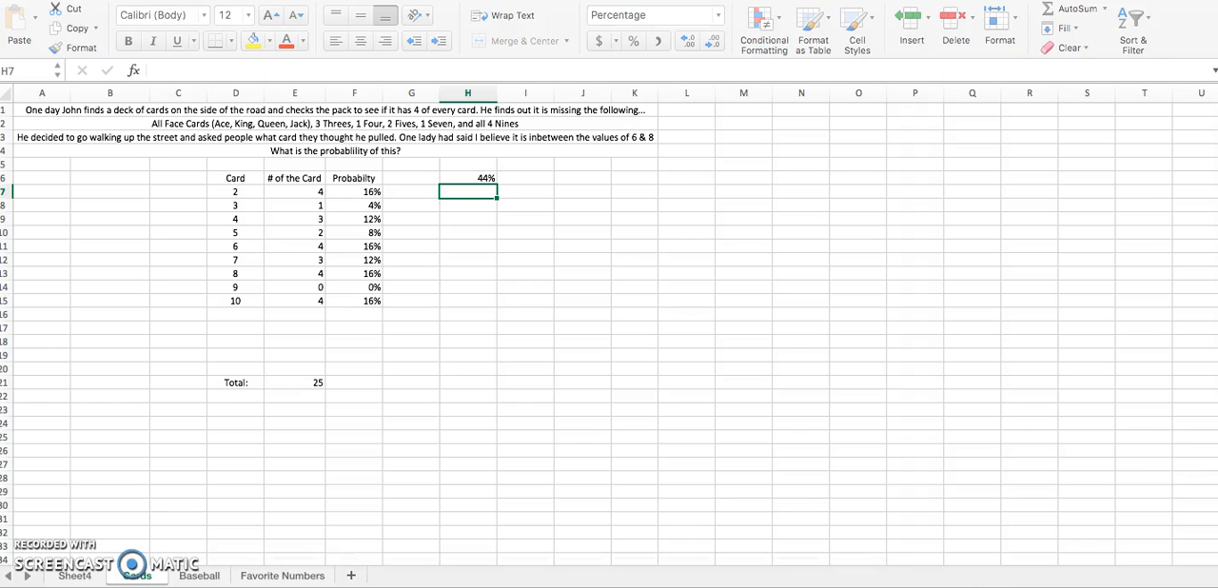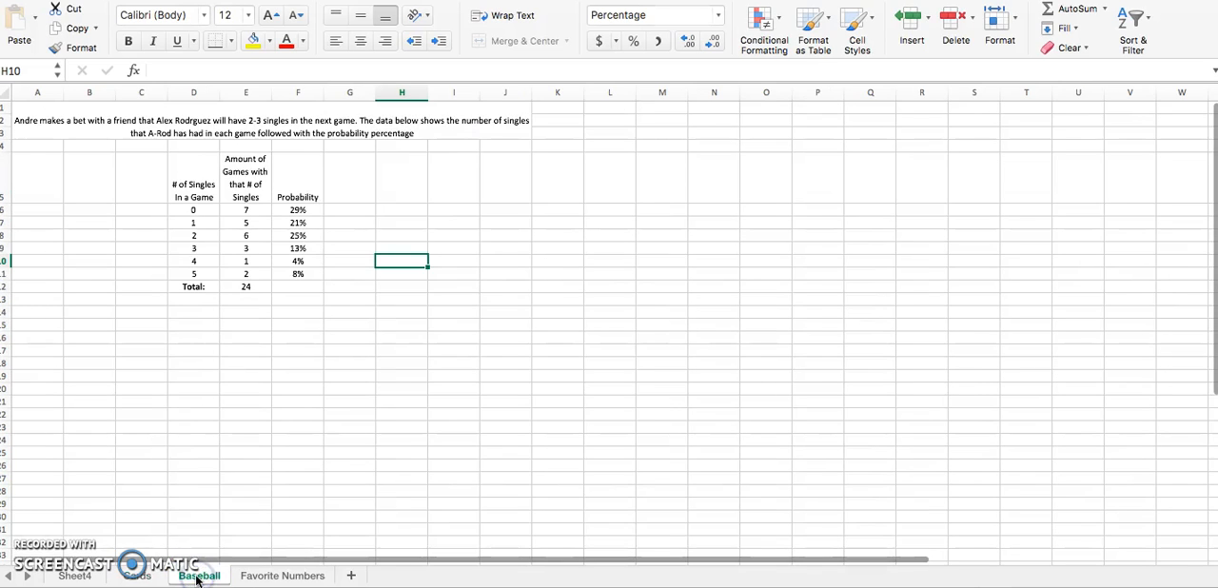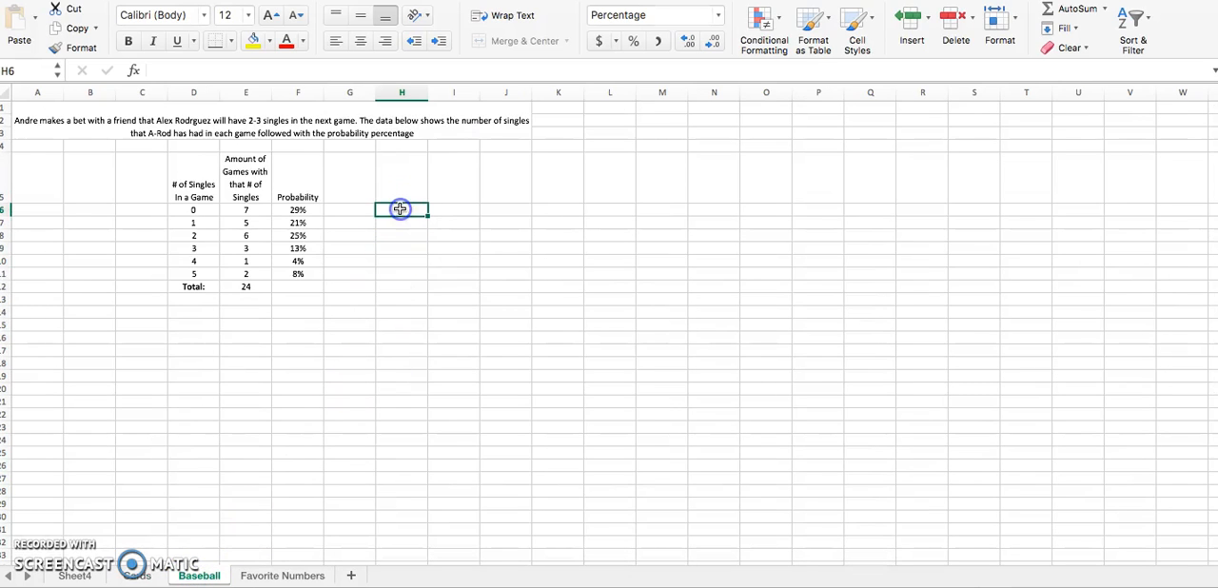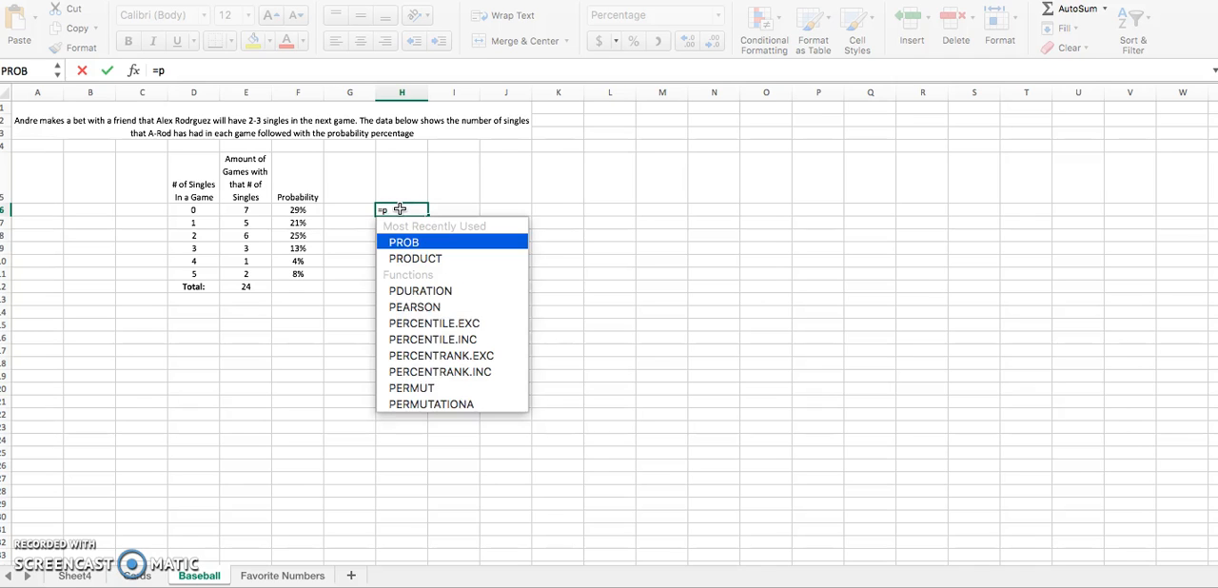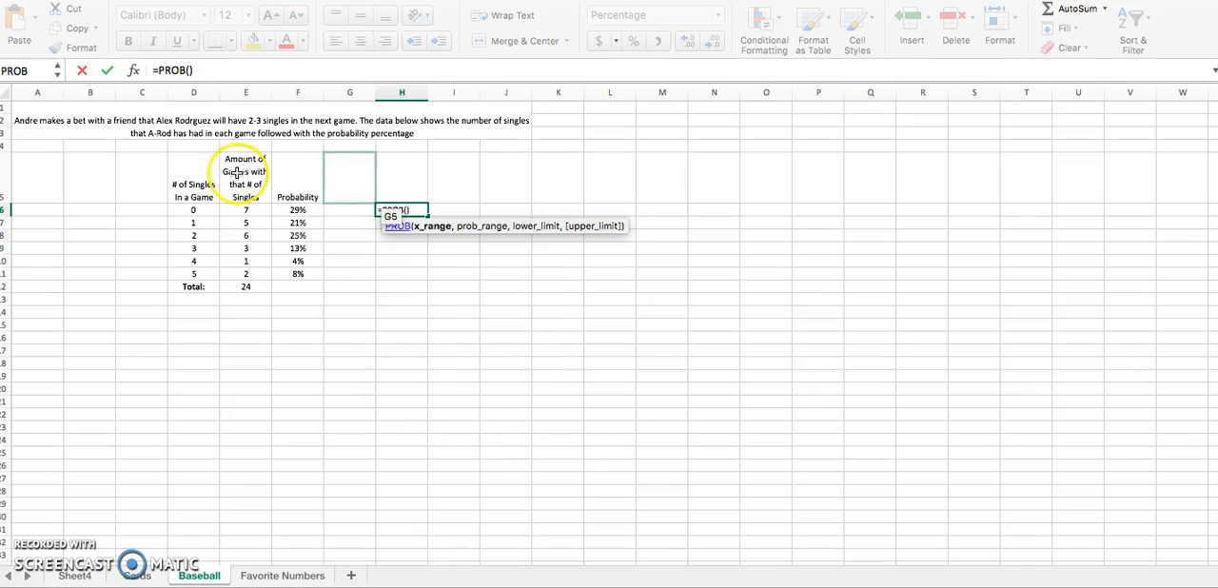I also set up another data set with baseball, Alex Rodriguez. Two friends wanted to see the percentage that he will bat two or three singles. So same thing, equals PROB, tab on over.